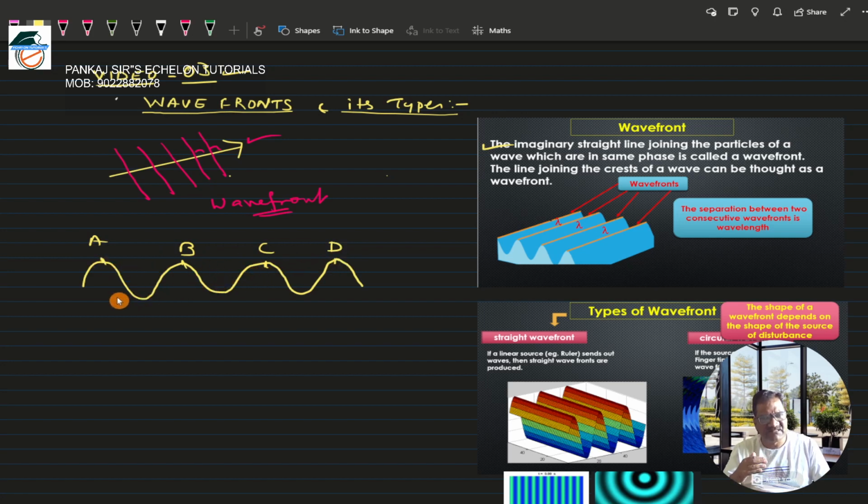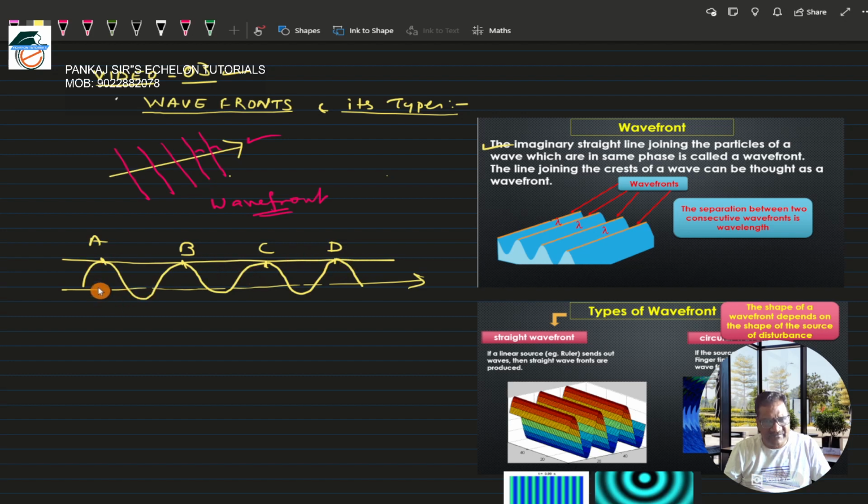Same phase means they are at the same level from the undisturbed position. So if this is the undisturbed position, these are the crests. All these crests are at the same level from the undisturbed position. If you join all these points by a line, you get one wavefront. So this line joining all these points is just one wavefront.